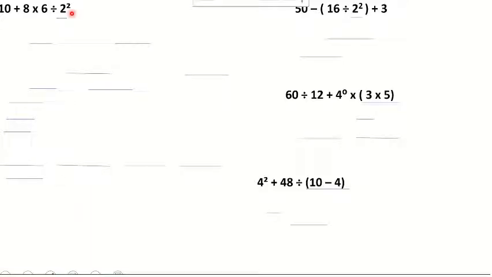What's 2 to the power 2? It's 4. So we copy everything beside it: 10 plus 8 times 6 divided by 4. So this is my answer.